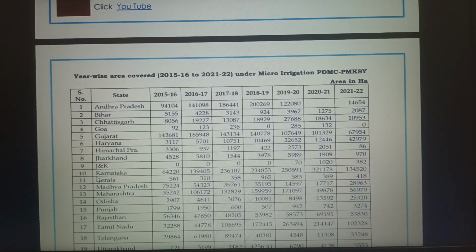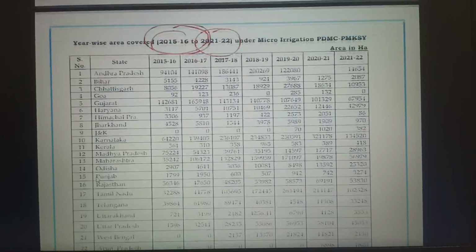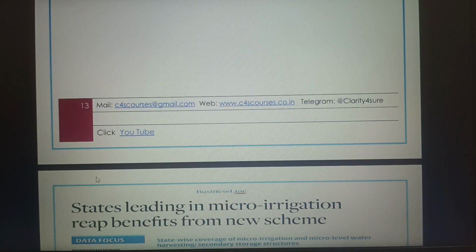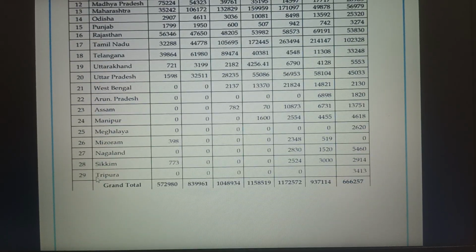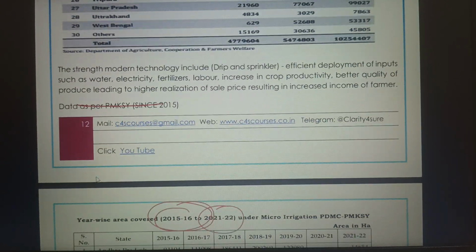Now see, this is the data that you'll get in PIB. Year-wise area covered from 15-16, when PMKSY was launched, to 21. Here again you will find different numbers, okay? So you have to look very carefully at what they are asking in the question. What are they asking in the question? They are asking as per PMKSY or before the PMKSY.